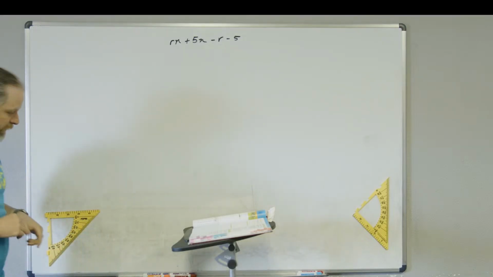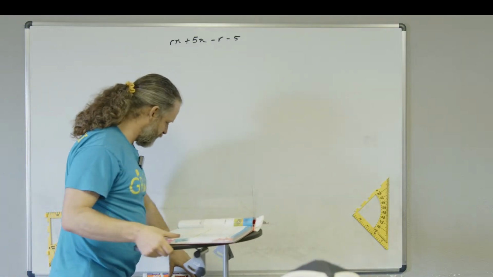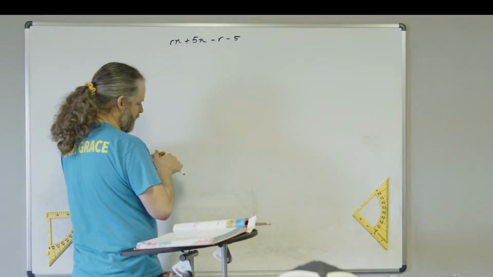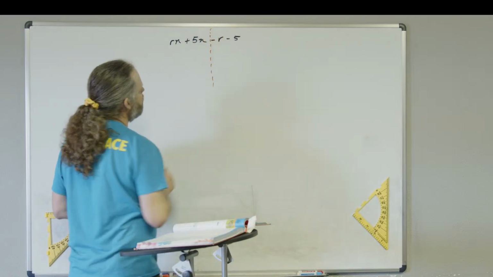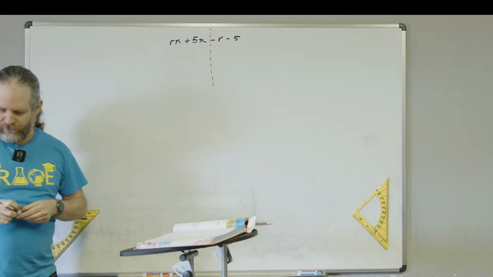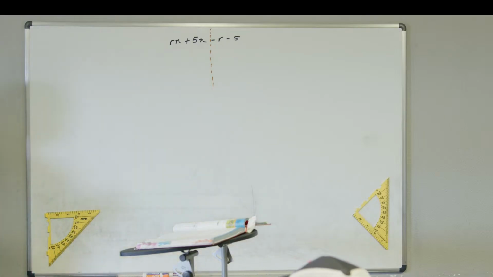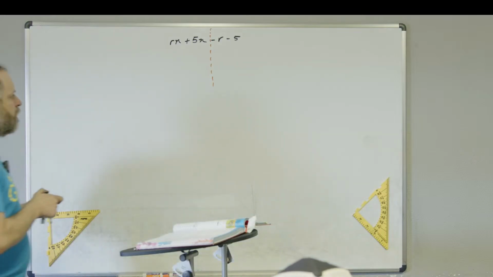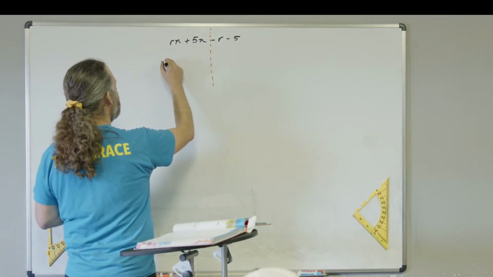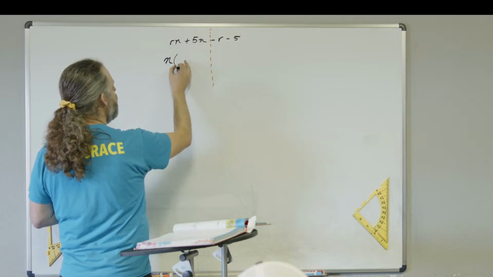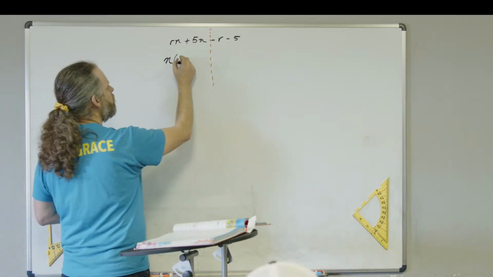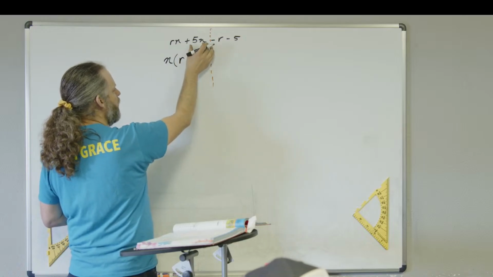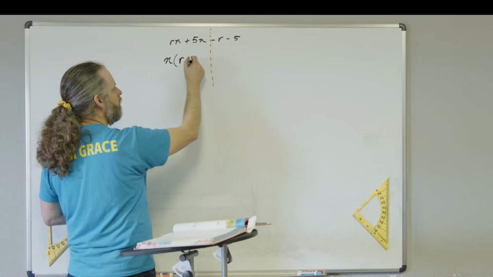Okay, so the first thing we're going to do is divide this into 2 chunks. So we're going to put a little dotted line down the middle. Now, if we're looking at the first chunk, what is the GCF between those 2 terms? N. So we're going to pull an N out of this first chunk. We pull an N out of this first one, what's left? R. And when we pull an N out of this one, what's left? 5. So plus 5.